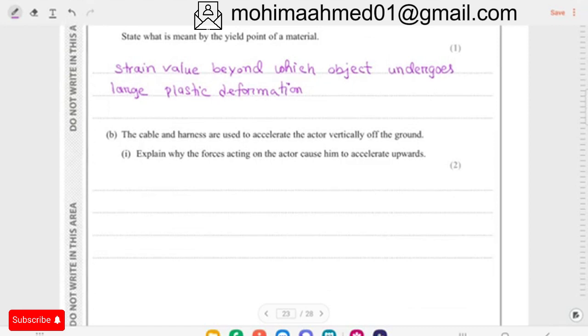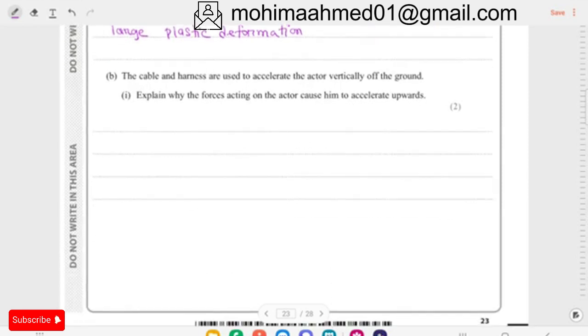The cable and the harness are used to accelerate the actor vertically off the ground. Explain why the forces acting on the actor cause him to accelerate upward. This is because the tension from the cable acting on the actor is now greater than his weight, so there is a resultant force in the upward direction. Because of this extra resultant force upward, the object would accelerate upward, according to Newton's second law.